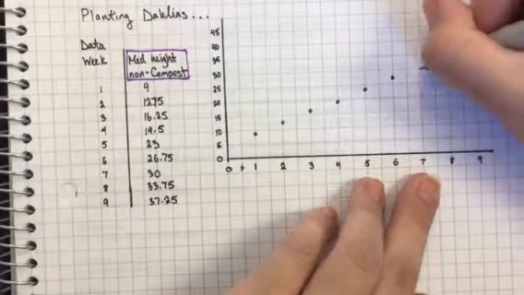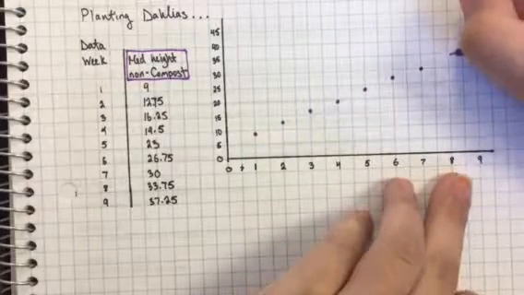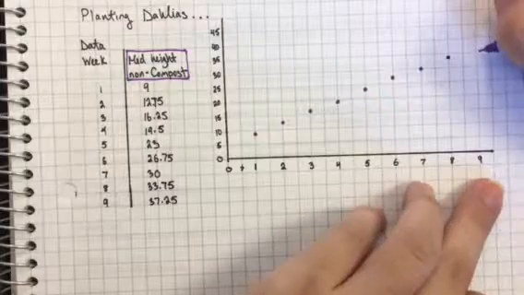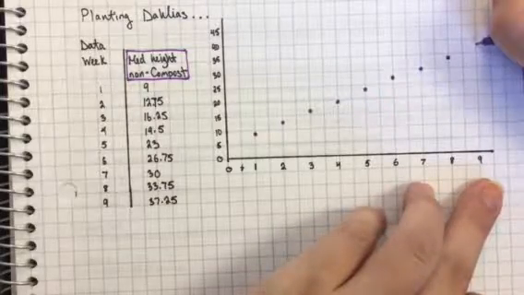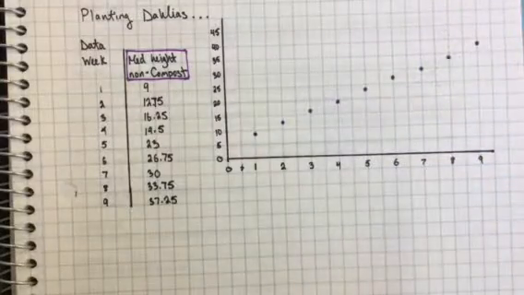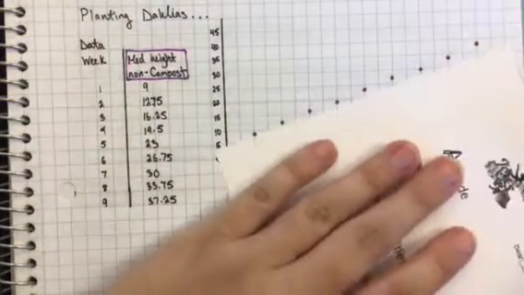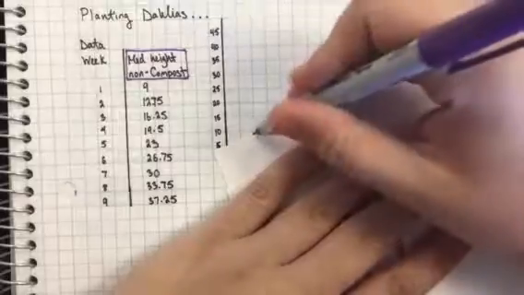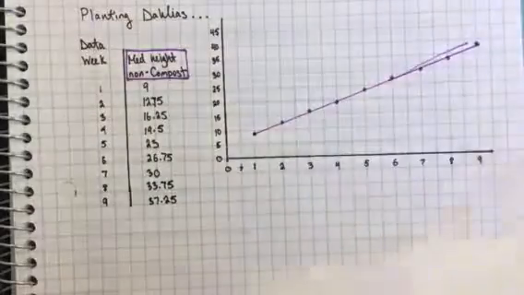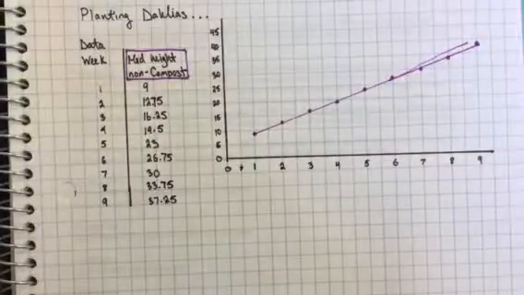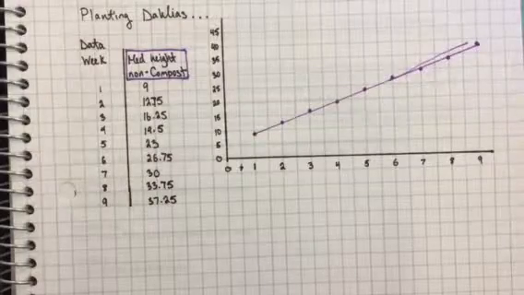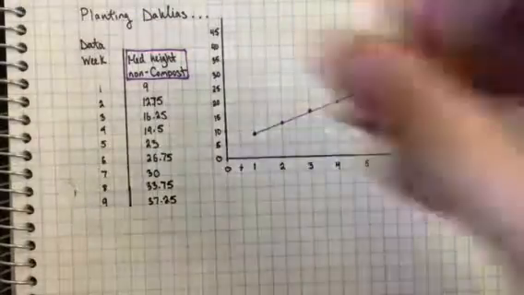But as you plot your points, notice how this data is pretty linear, right? We're looking at a good straight line. And I'm going to trace my line to kind of demonstrate that.